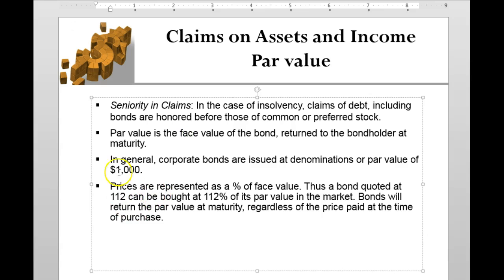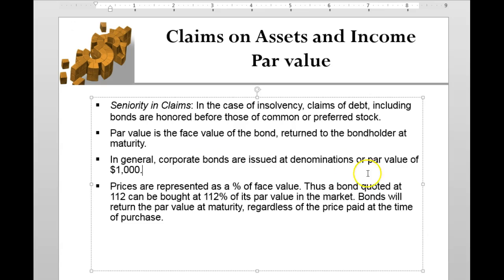Par value is at face value. That's just what it sells for. And they're issued in denominations of $1,000. My guess is you already knew that. And the prices are represented by a percent. So if I have a bond at $1,000 and it sells for $1,000, it's selling at the face value, par.